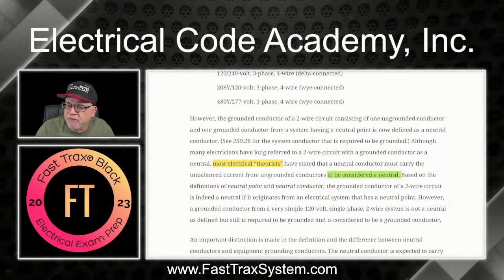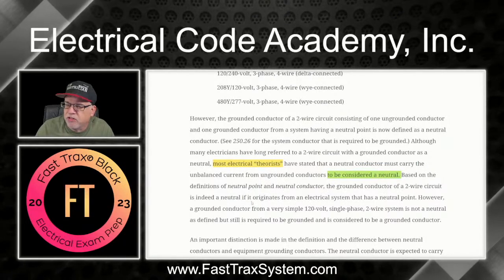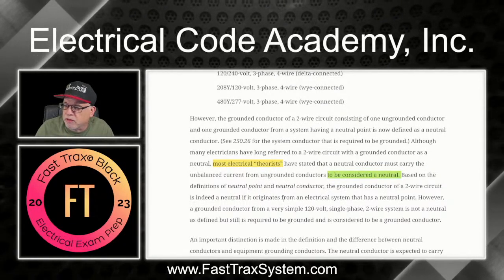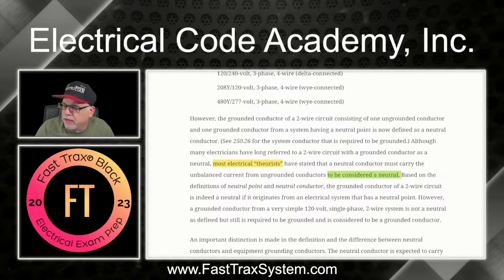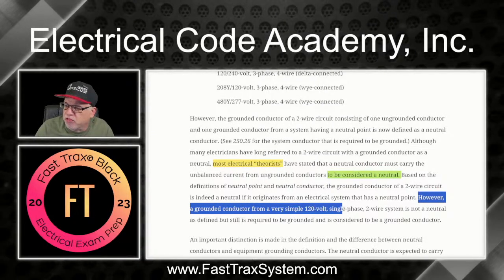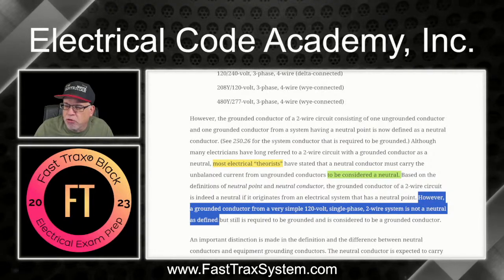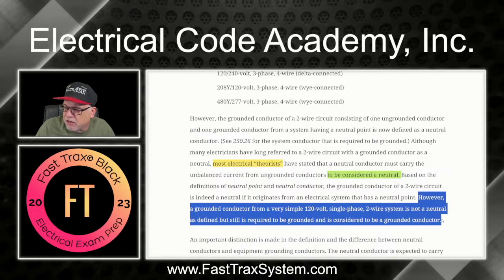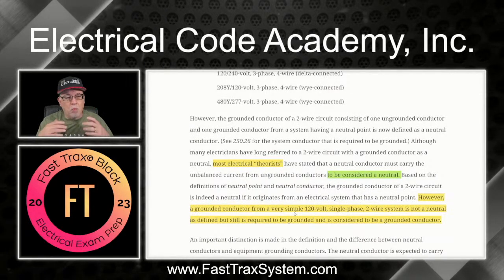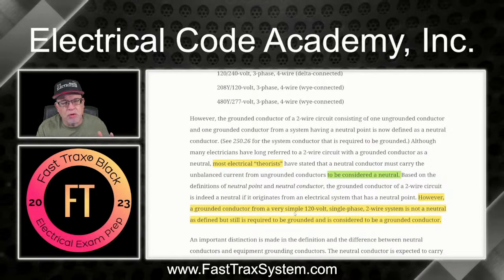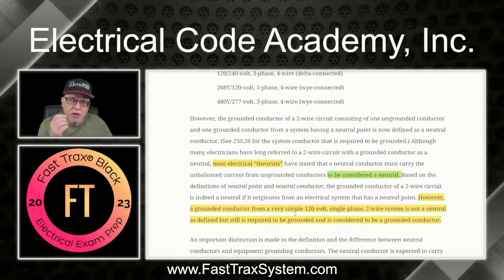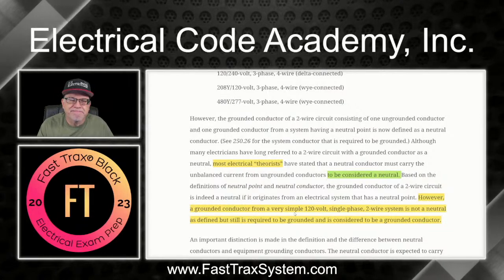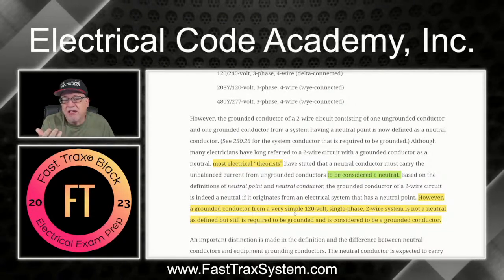It says, based on the definition of neutral point and neutral conductor, the grounded conductor of a two-wire circuit is indeed a neutral because it originates in an electrical system at the neutral point. However, a grounded conductor from a very simple 120-volt single-phase two-wire system is not a neutral as defined, but still is required to be grounded and is considered to be a grounded conductor. So we'll acknowledge that the way it's written, it is not a neutral in the purest form. The code's telling us to treat it as a neutral, but it most certainly is a grounded conductor.